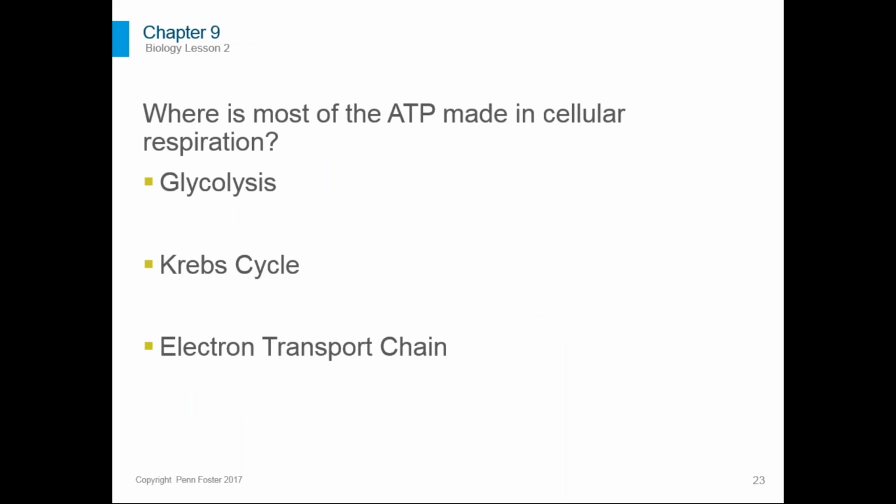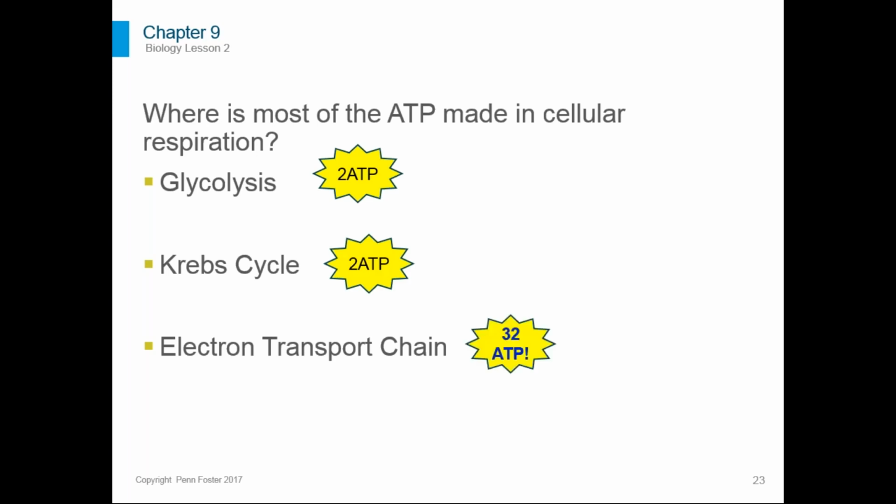And one more review question. Where is most of the ATP made in cellular respiration? Is it made during glycolysis, the Krebs cycle, or the electron transport chain? So remember our totals. Glycolysis makes 2 ATP, the Krebs cycle makes 2 ATP, and the electron transport chain makes 32 ATP molecules.